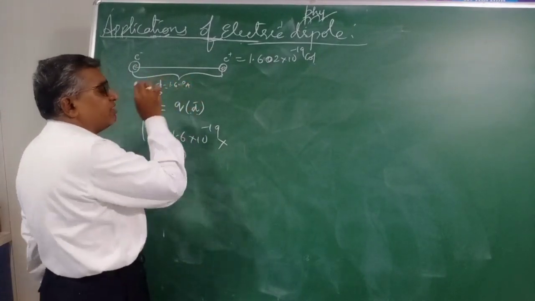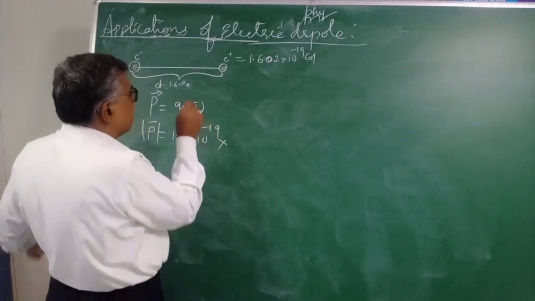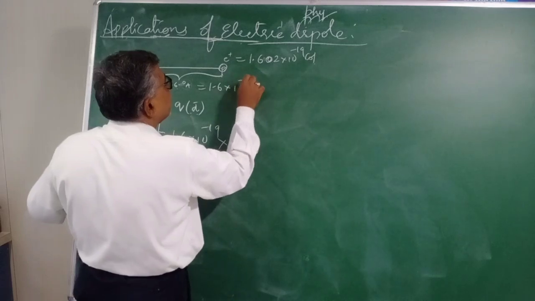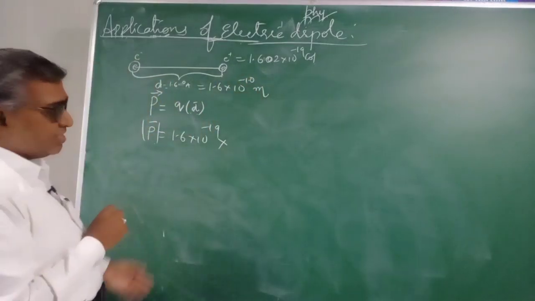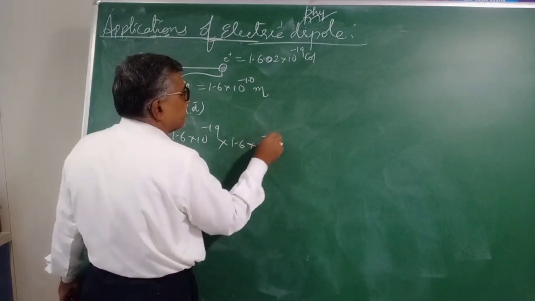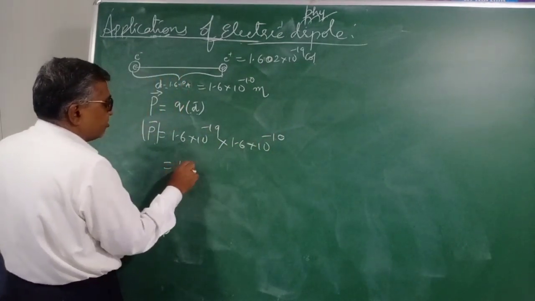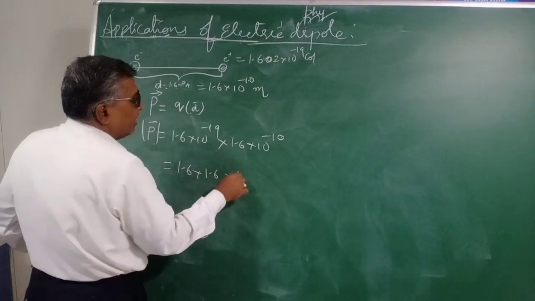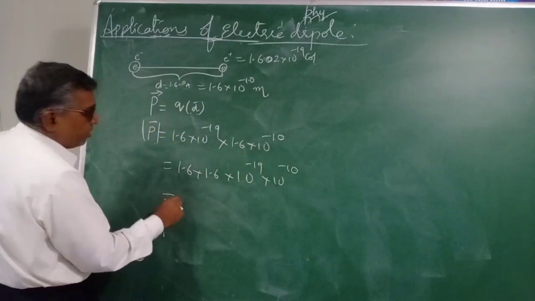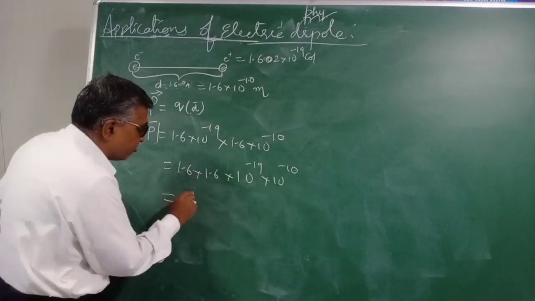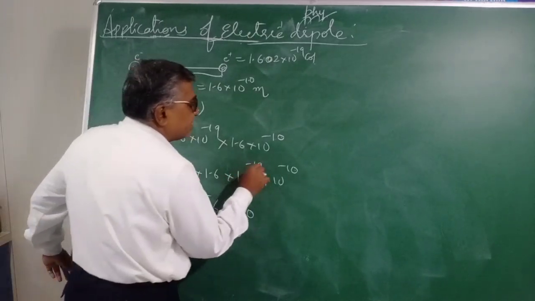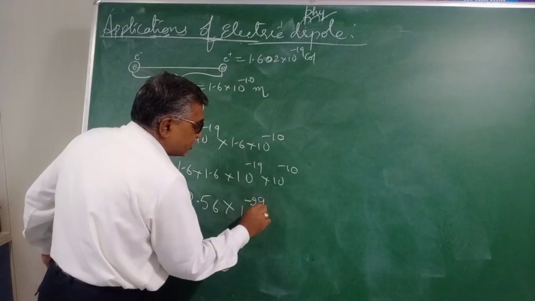Angstrom is a very small unit. So converting into the SI system, 1 angstrom is 10 power minus 10 meters. So substituting, the distance is 1.6 into 10 power minus 10 meters. So it's 1.6 into 10 power minus 19 times 1.6 into 10 power minus 10. Simplifying, 1.6 into 1.6 is 2.56 into 10 power minus 19 minus 10, which is minus 29.